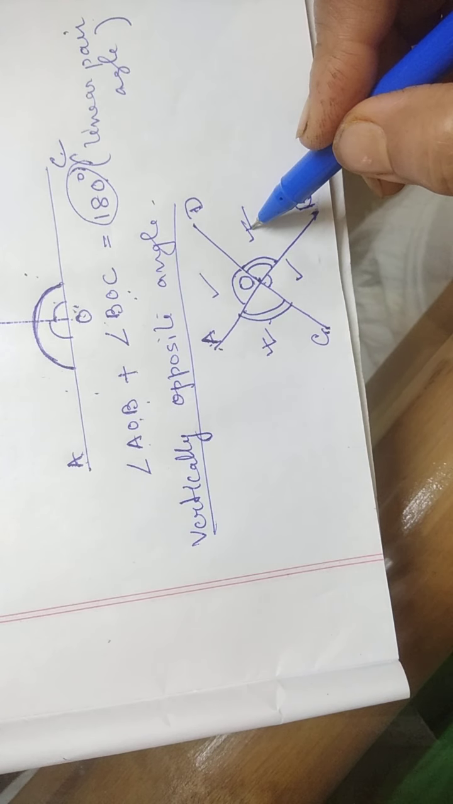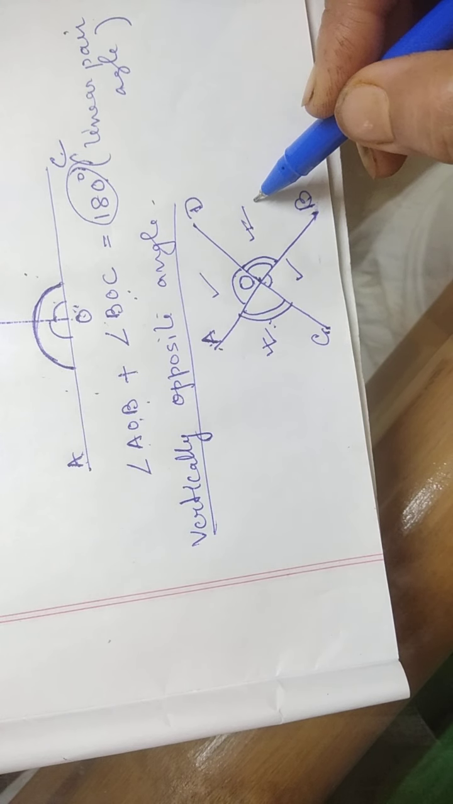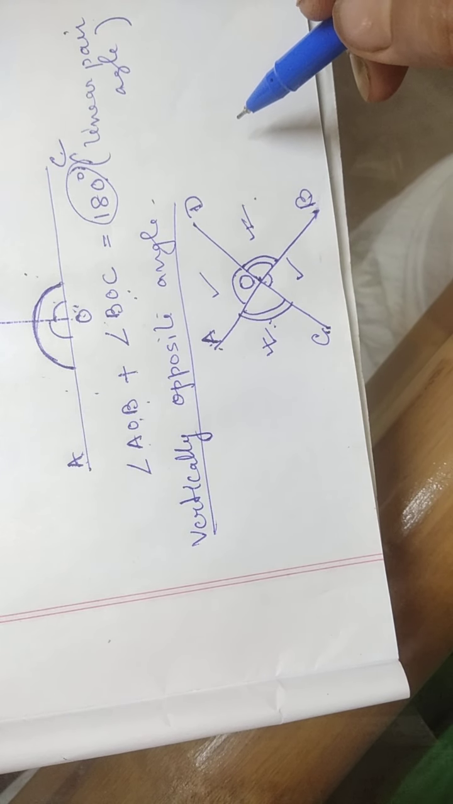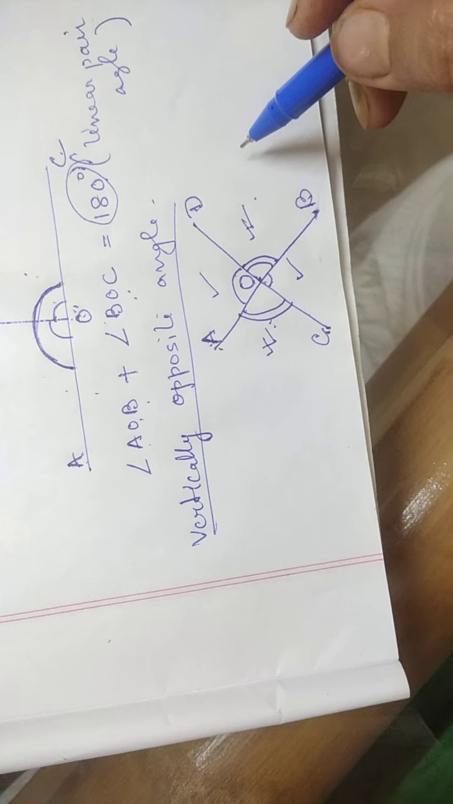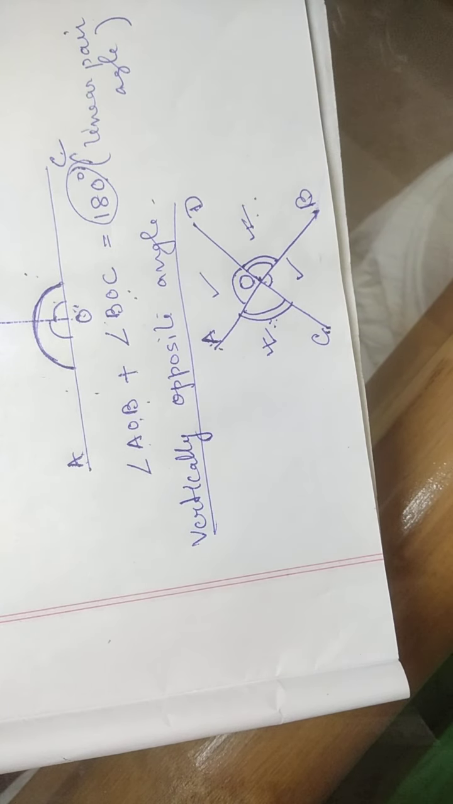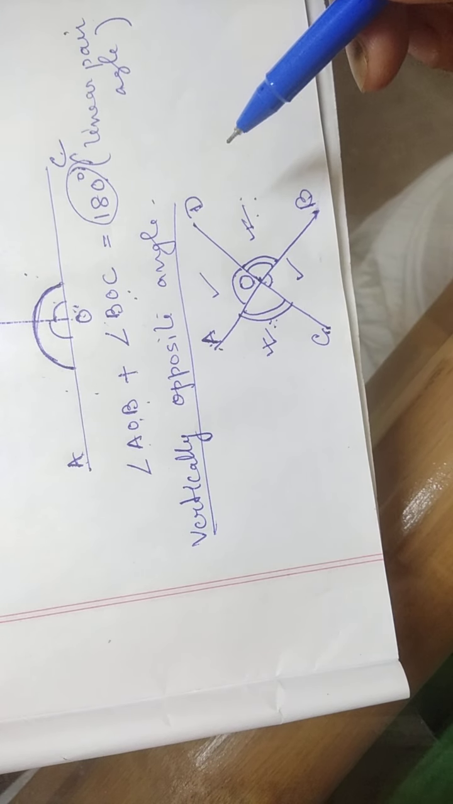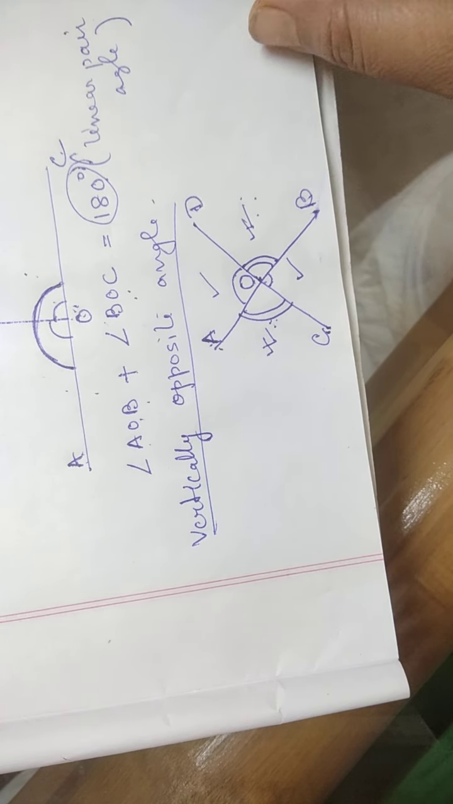These two angles are vertically opposite angles, and BOD, this one, and COA, these two angles are also vertically opposite angles. Okay, so there is a theorem. What is the theorem? Vertically opposite angles are always equal. You have to prove this theorem. I'll show how to prove it. Okay, now see.